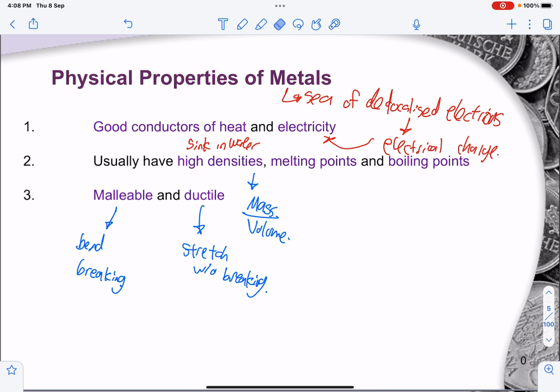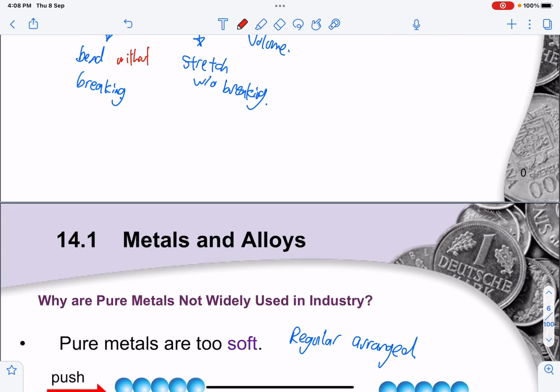This is bending without breaking. And of course, ductile means you pull it like spaghetti, you stretch it, and it will also not break. So these are some examples of the physical properties of metal.